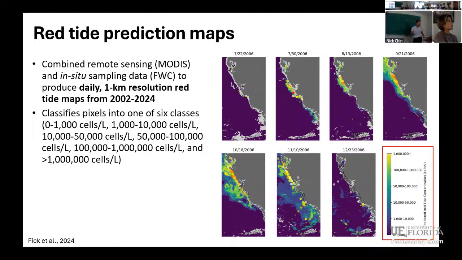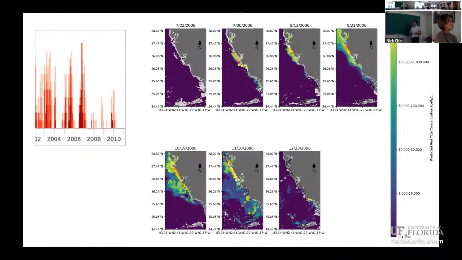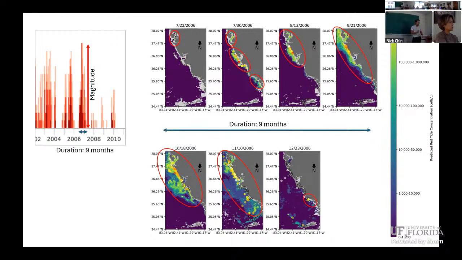When we compare it to our BSI, we have this magnitude, and you can see the really bad 1,000,000 plus cells per liter in those yellows up in the estuaries and along the coast in these daily 1 kilometer resolution maps. Likewise, you have this duration, and with the daily resolution you can actually track how that bloom is growing and shrinking over time. And then the events. We can see that the event started in July of 2006 and went through 2006.